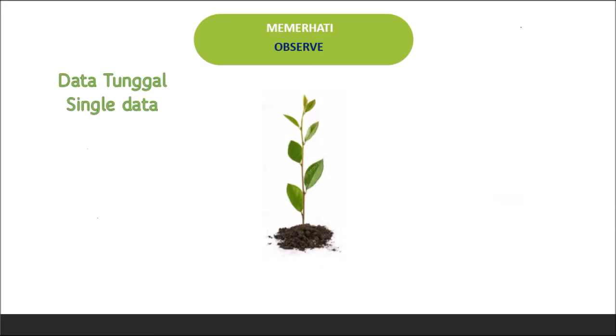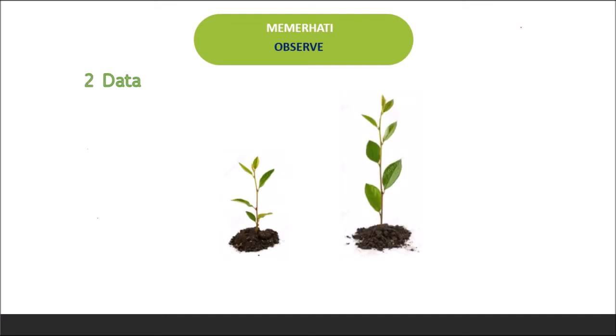Let's see. If you are given a single data, you will do an observation as I've just taught you. Just use your senses and look at this. Look at these plants. What can you observe? Next, if you are given two data, you should compare this data. To compare, that means you have to use the word "then".